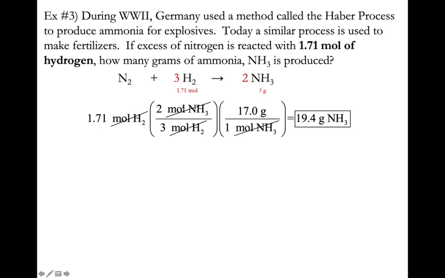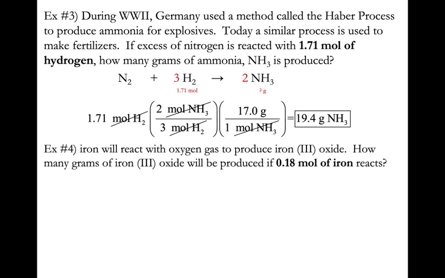Well, how do I go from moles to grams? You multiply by the molar mass of ammonia. 14 plus 1 plus 1 plus 1 would give you 17. Again, that's how we got the molar mass there. So if I'm looking at my math big picture, it's 1.71 times 2 divided by 3 times 17. And that would tell me that I have 19.4 grams of ammonia.